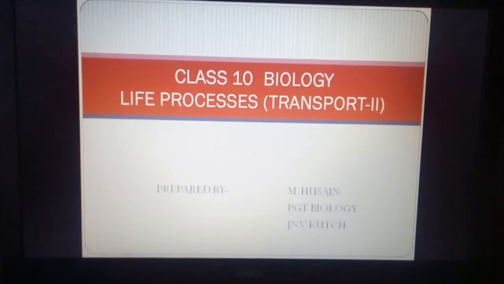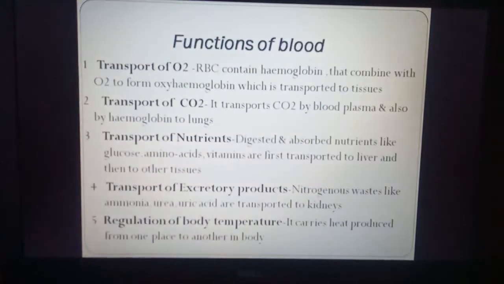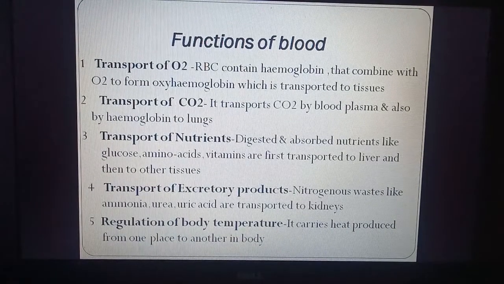Welcome students. Today we will study life processes, transport part second. In this we will study about functions of blood, differences between RBC and WBC, and the heart, the structure and function of heart. So first let us see functions of blood.